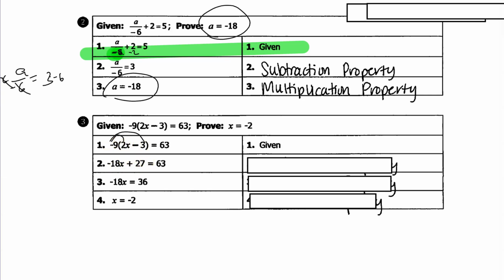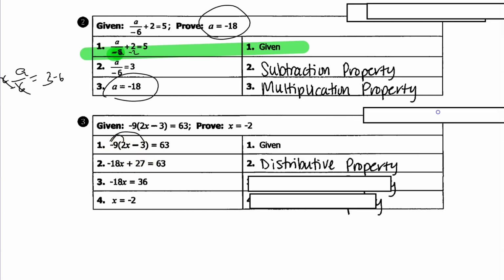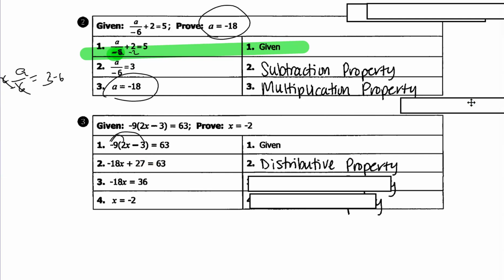So that is the distributive property. Now we notice that this 27 has disappeared, and this became 36. Well, obviously we're minusing 27 here.